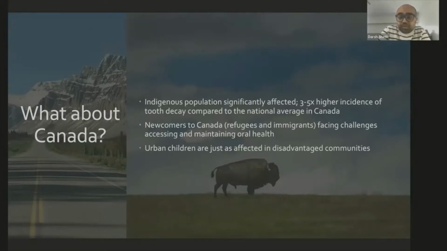A key point to also note is that urban children in centers throughout Canada are facing similar situations to children in other disadvantaged communities.